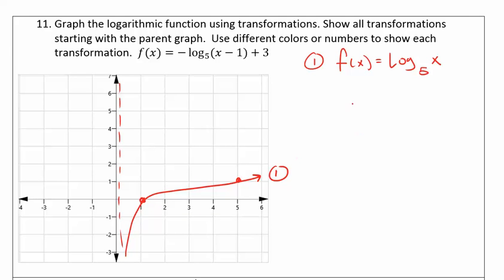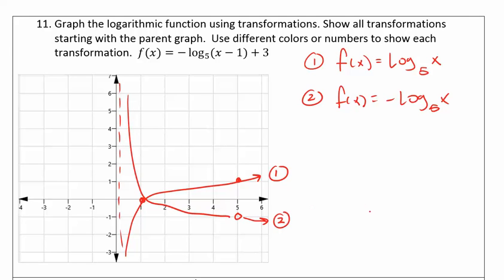Okay, so graph number 2 is going to be f of x equals the negative of log base 5 of x. If the negative is on the outside of my function, it's going to take a reflection over the x-axis. So that point stays there. This point comes down here. And I have this graph right here, and this is the graph for number 2.